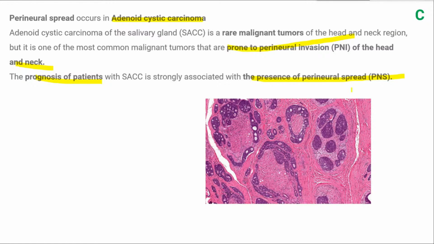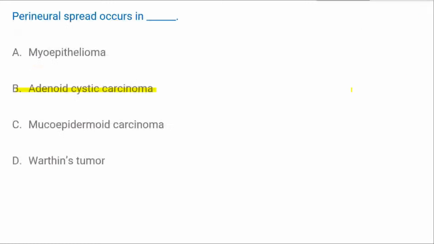One of you is telling me that another option was adenosquamous cell carcinoma. Even then, the correct answer would be adenoid cystic carcinoma. Squamous cell carcinoma has perineural invasion, but out of adenoid cystic carcinoma and squamous cell carcinoma, you could go ahead with adenoid cystic carcinoma.